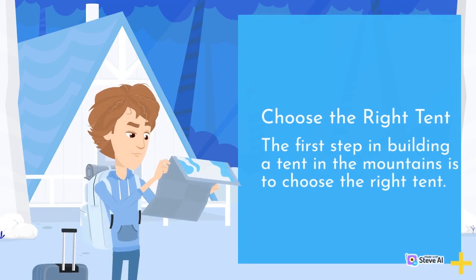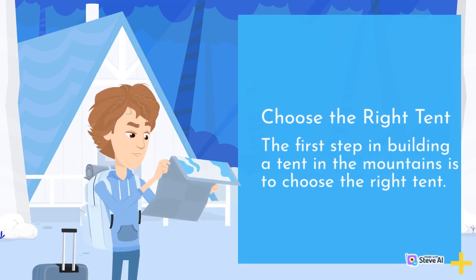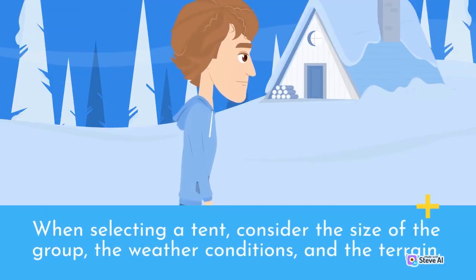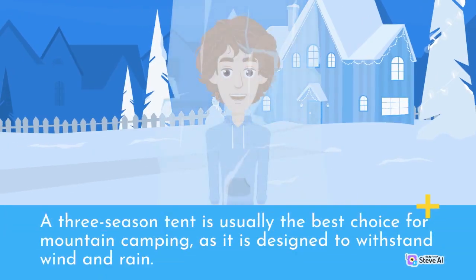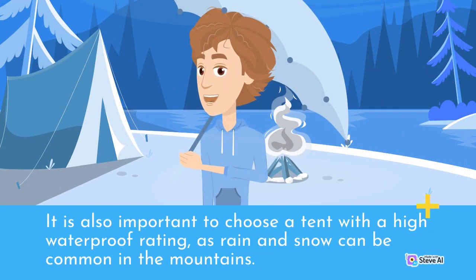Choose the right tent. The first step in building a tent in the mountains is to choose the right tent. When selecting a tent, consider the size of the group, the weather conditions, and the terrain. A 3-season tent is usually the best choice for mountain camping, as it is designed to withstand wind and rain. It is also important to choose a tent with a high waterproof rating, as rain and snow can be common in the mountains.